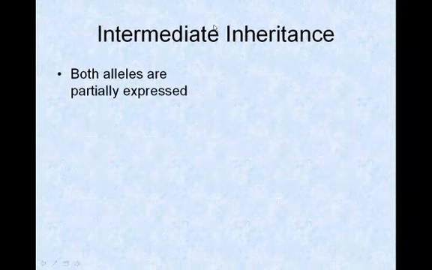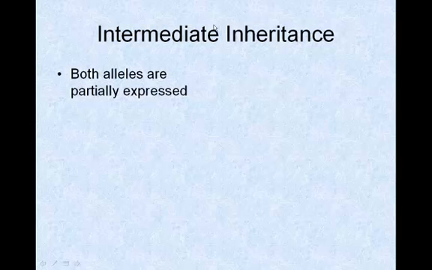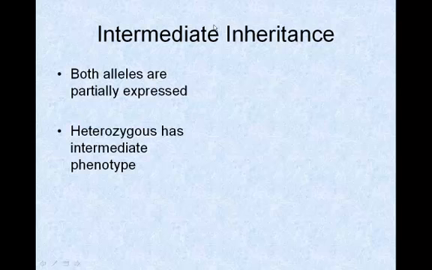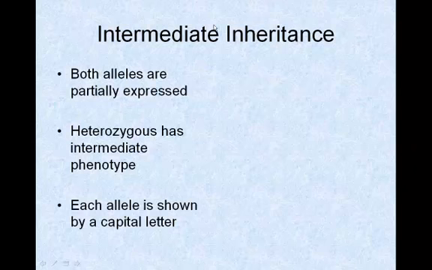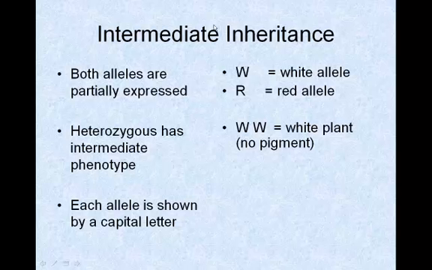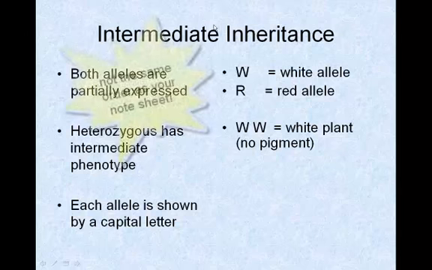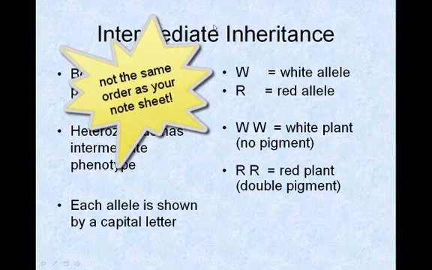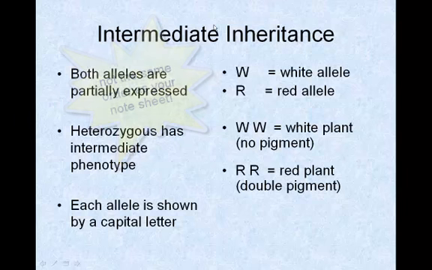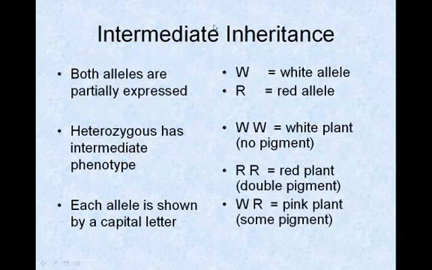Now the way that works is that both alleles get expressed a little bit. So the one that has one gene for each is the one that's going to look like it's in the middle. So in these flowers, the gene for white is W and the gene for red is R. So if you have a plant that has two white genes, it's going to be white. It's not going to produce any pigment. If you have a plant that has two red genes, or RR, it's going to be red. It's going to produce 2 doses of pigment.